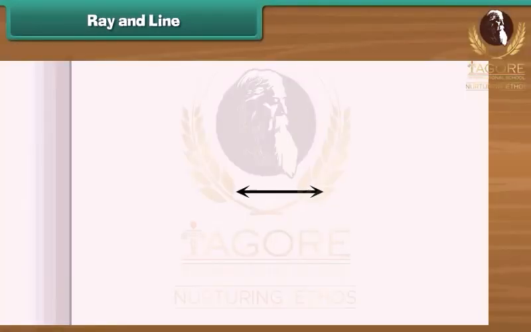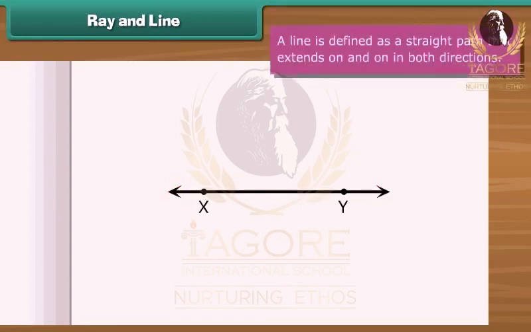What if a straight path extends on and on in both directions? This becomes a line. For example, line XY. Thus, a line is defined as a straight path that extends on and on in both the directions.